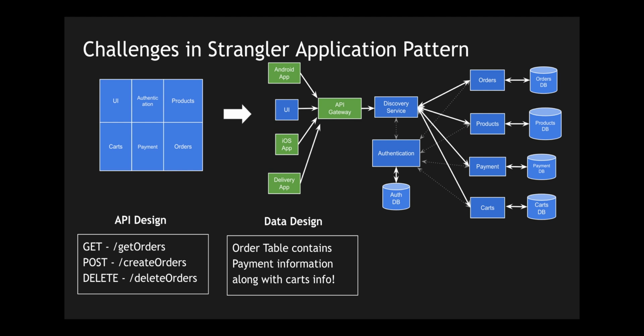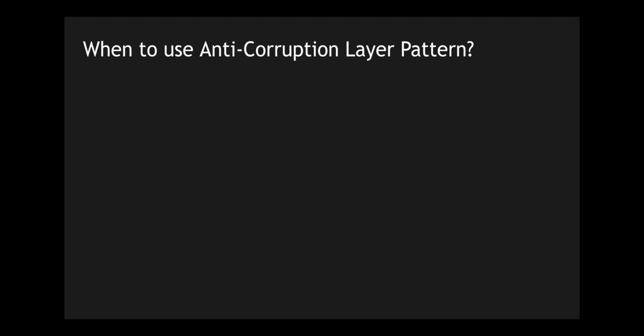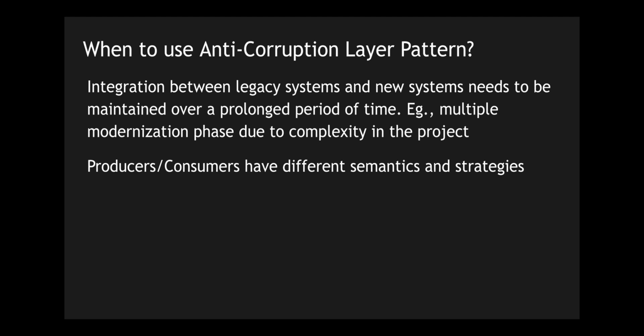So this is where the anti-corruption layer helps us. An anti-corruption layer should be used when you want to have integration between legacy systems and new systems. In our case, we had the legacy system, which was the old monolithic application, and we had been building a new microservices-based application, and we want a prolonged period of time for transitioning from monolithic to microservices. This is where the anti-corruption layer will help us.